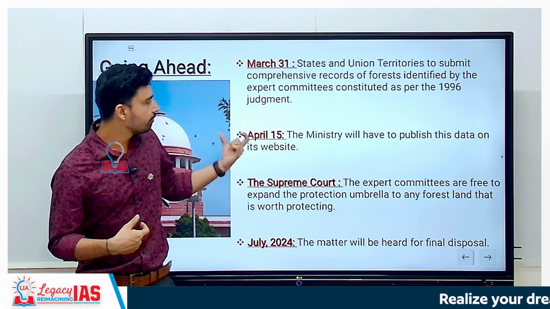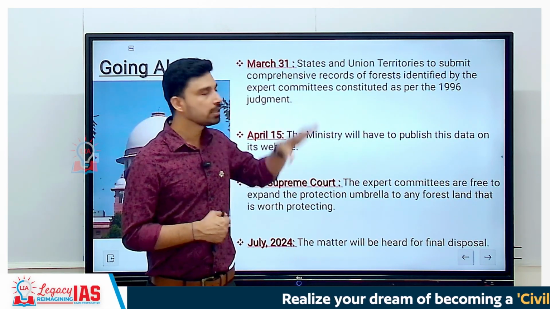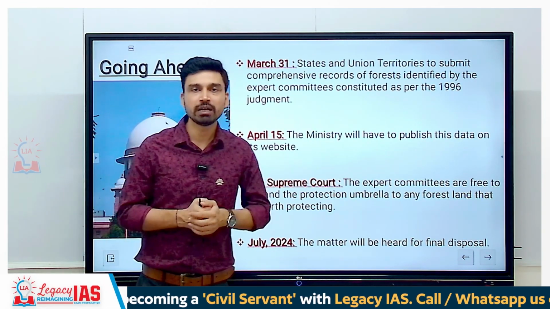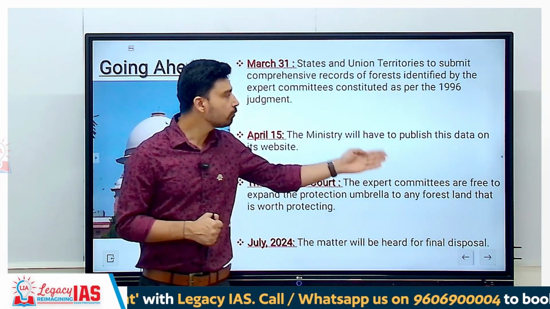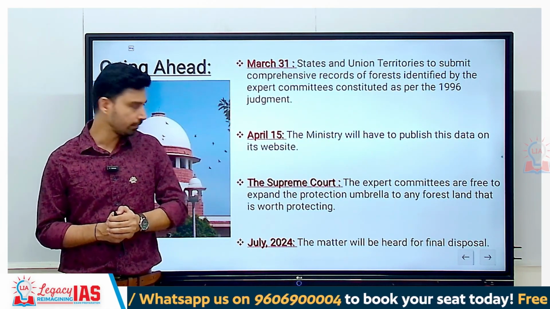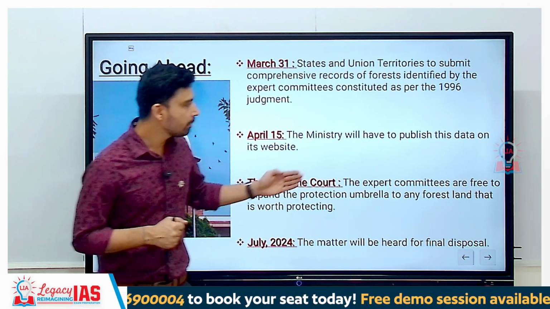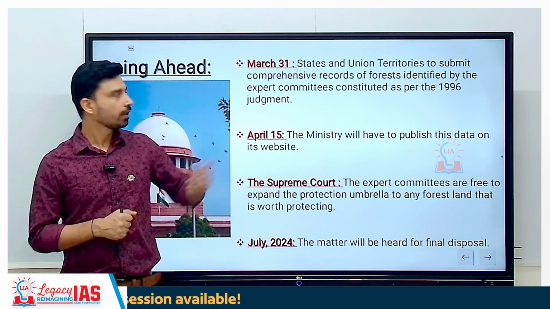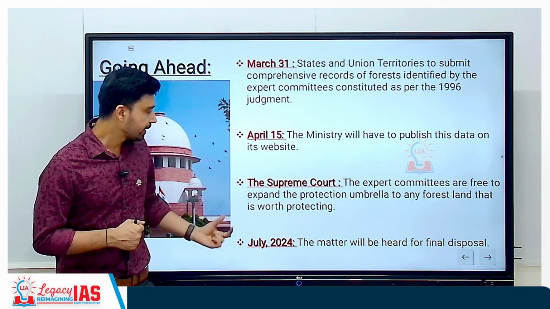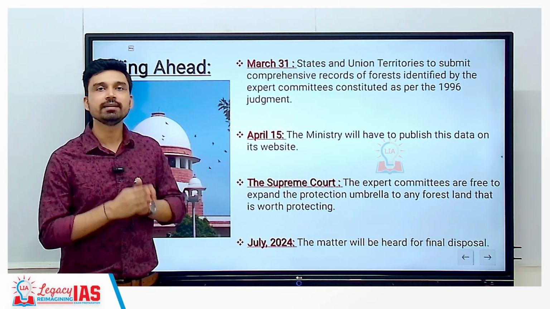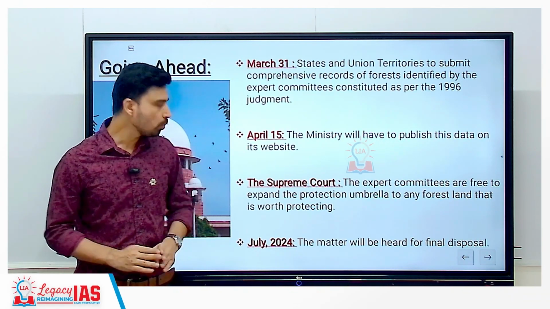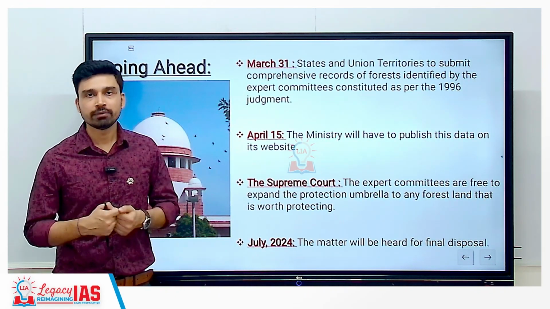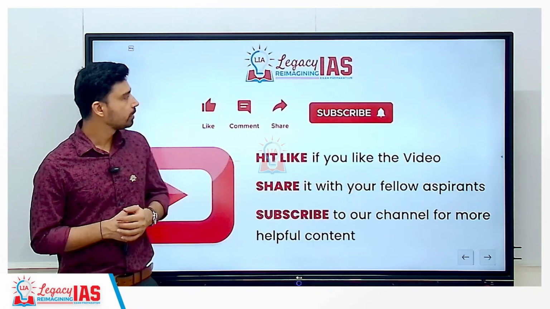Following that, by mid-April, that is April 15th, the consolidated data taken from the states and union territories will be compiled by the Ministry of Environment, Forest and Climate Change, and they will have to publish this data on their website. After that, the Supreme Court has said the expert committee is free to expand the protection umbrella to any forest land that is worth protecting. And after all this process, in July 2024, the court will resume and the matter will be heard for final disposal about the legality of the amendment and whether it should be quashed or retained. So that is all about this particular review.